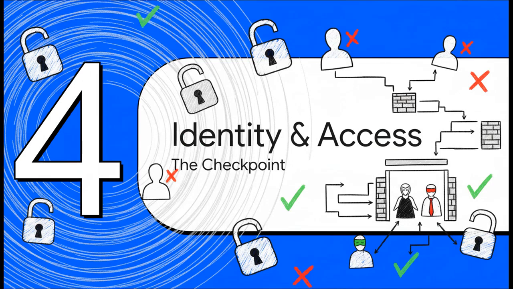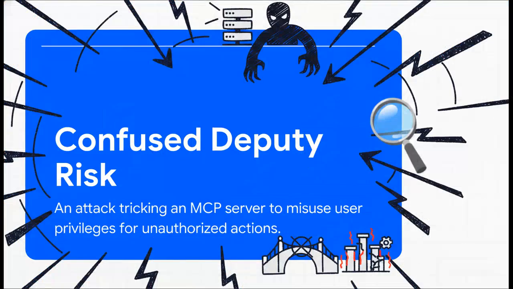All right, on to ring 3, identity and access, the checkpoint. To really grasp access controls here, we have to talk about the confused deputy risk. This is a massive, massive vulnerability. It's essentially an attack where someone tricks your MCP server into misusing a user's elevated privileges to execute unauthorized actions against your back-end APIs. If your identity management is sloppy here, the MCP bridge itself basically becomes a weapon pointed directly at your own infrastructure.